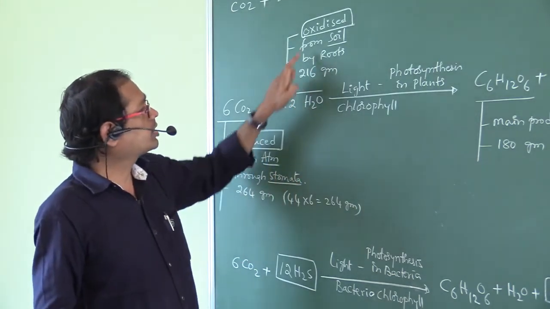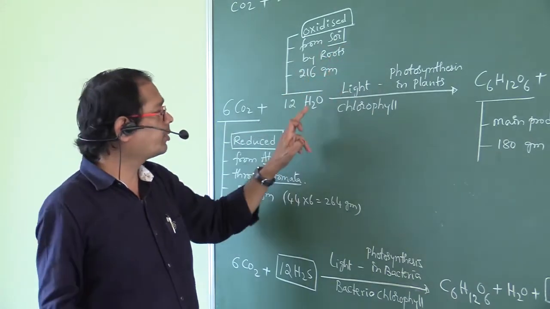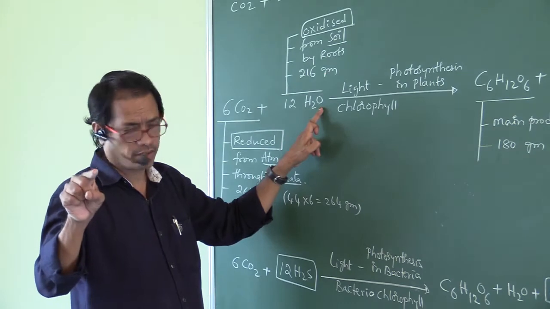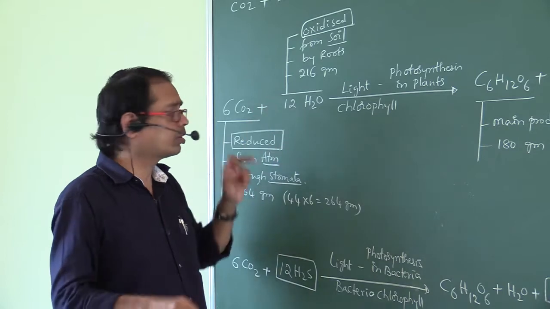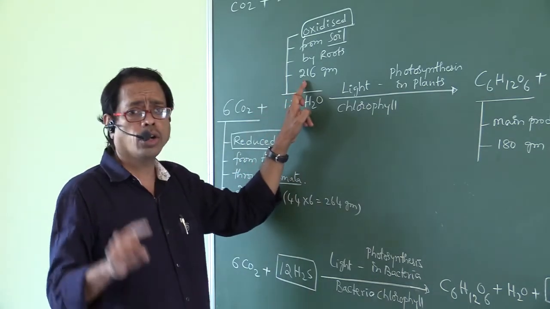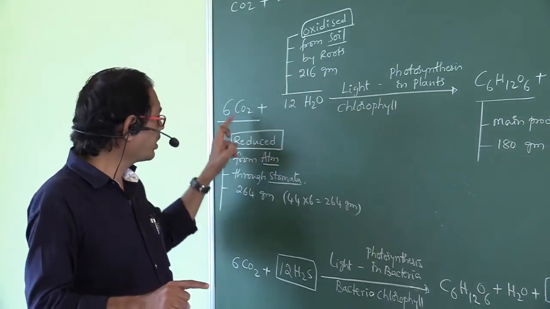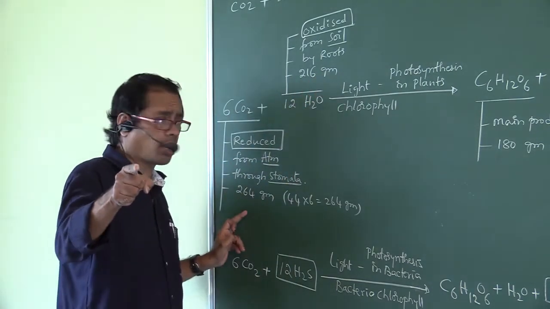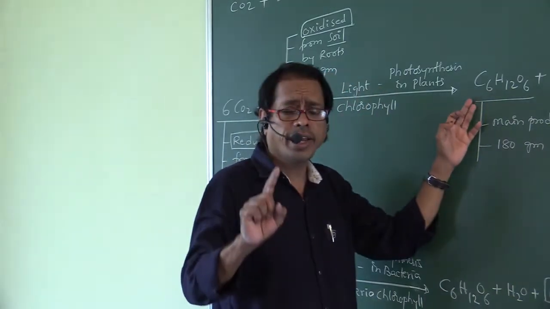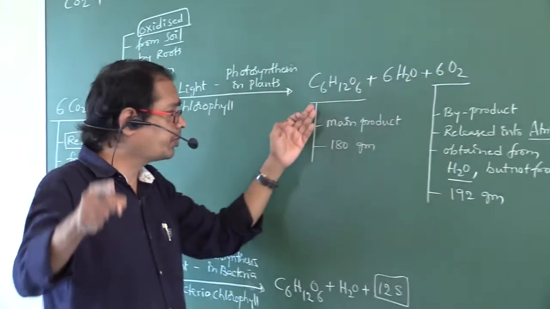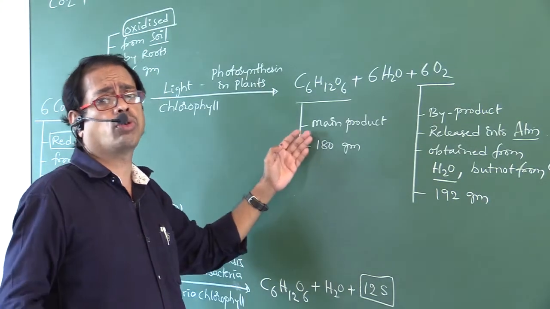This water is obtained from soil by roots. Molecular weight: oxygen 16, H2 is 16 plus 2, 18, 18 into 12 is equal to 216 grams. Molecular weight of CO2 is 264 grams. Molecular weight of water molecules is 216 grams. And what is the main product formed in photosynthesis? Glucose. Molecular weight is 180 grams.